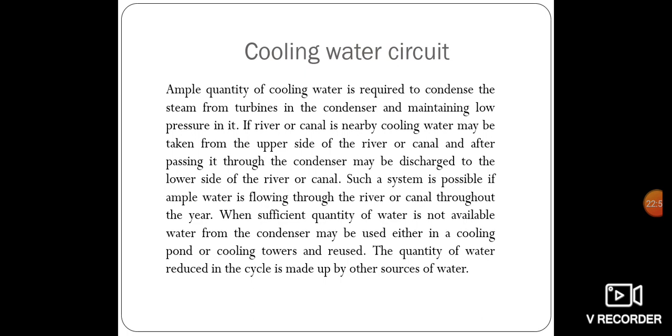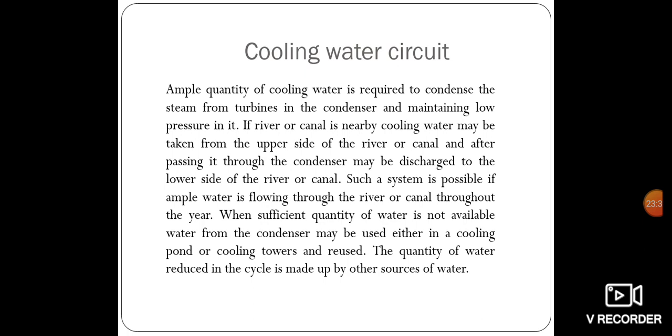So whatever steam is generated is passed through the condenser. When the upper side river water is made to flow over the condenser, the steam in the condenser is condensed and converted into water, if the area is selected such that there is continuous flow of water throughout the year. So from the upper side of the river to the lower side of the river, the cool water flows over the condenser and condenses the steam.